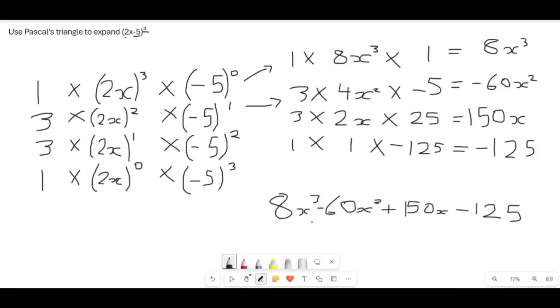Alright guys, now that we've got our final answer here, that is just about going to wrap it up for the binomial expansion. So hopefully this helped, and see you in the next one.